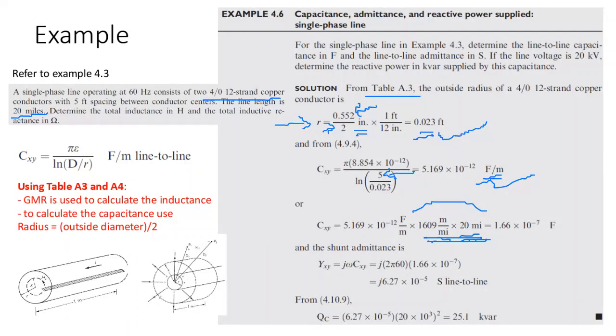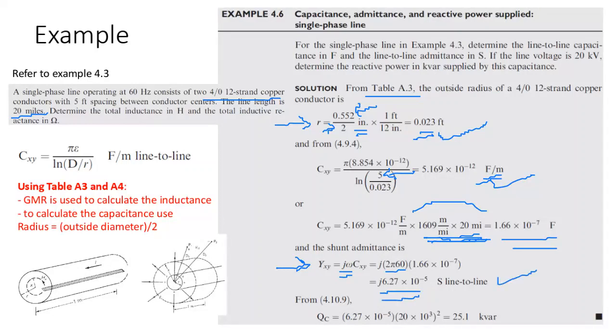Okay, so therefore you will get these. This is in farad. This is the Y, XY. So this is the admittance. Admittance is simply j omega times C. It's like omega L in the inductance, omega is 2 pi F. So therefore we can write 2 pi F times this one, which will give you the shunt admittance Y, which is capacitance. And this is still line to line.